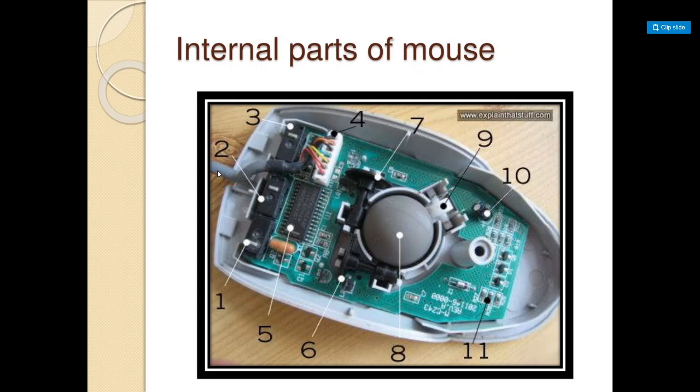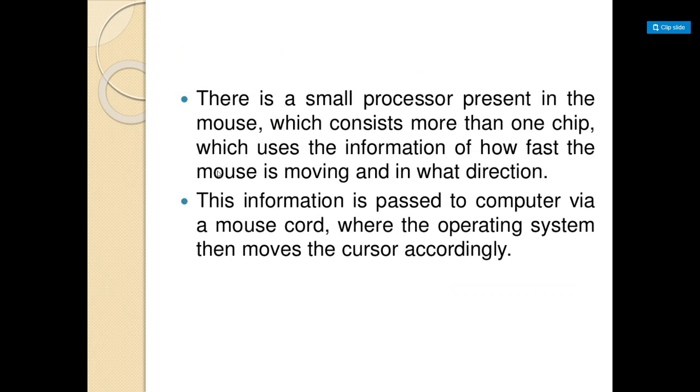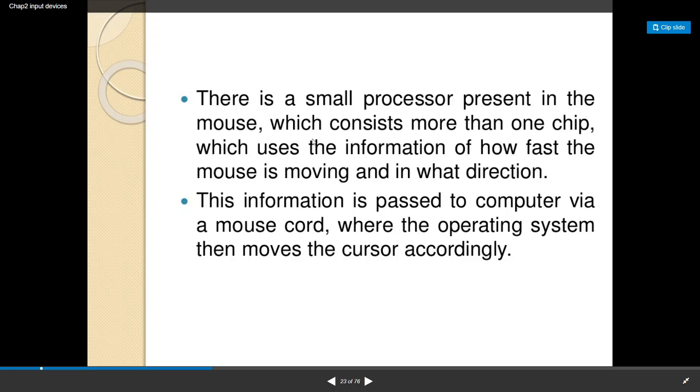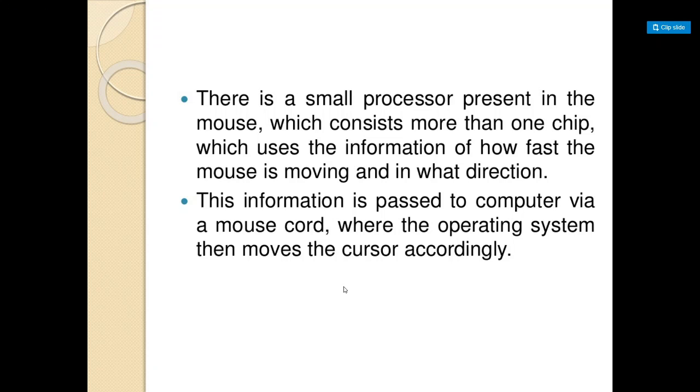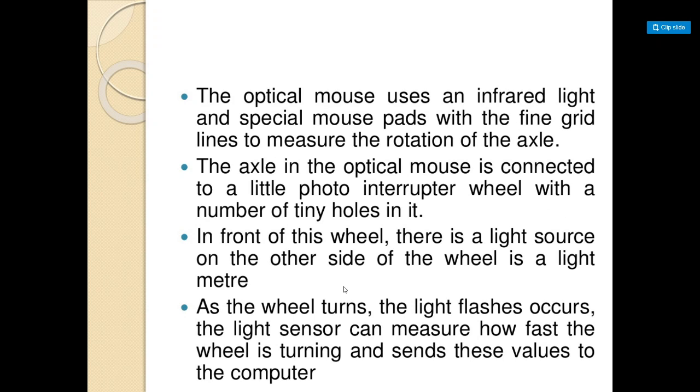For example, first it is sent to the operating system, and from the operating system it is given to the monitor for the display. So there is a small processor present in the mouse, which consists of more than one chip, which uses the information for how fast the mouse is moving and in what direction. So the information is passed to the computer via the mouse cable, where the operating system then moves the cursor accordingly. So whatever we saw now was a mechanical mouse.